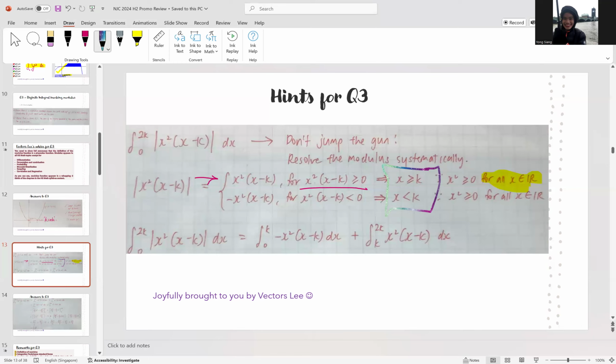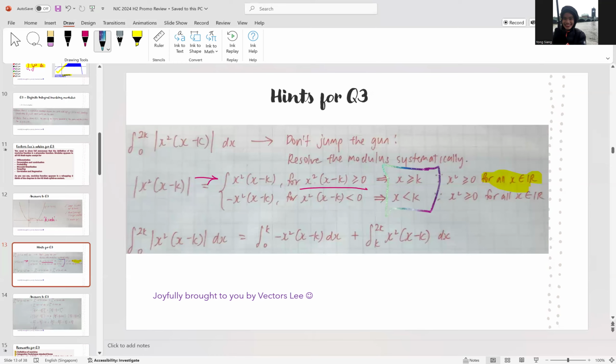There's an overlap with the upper bound and the lower bound of the definite integral I want to find. Because the upper bound is 2k and the lower bound is 0, the k is halfway through. So now what I'm going to do is split this into two parts. Is it positive or is it negative?